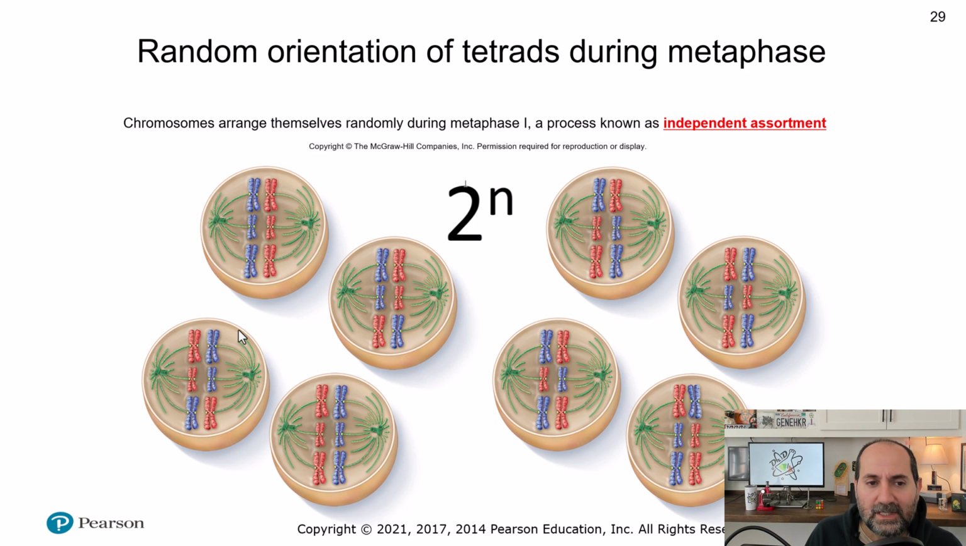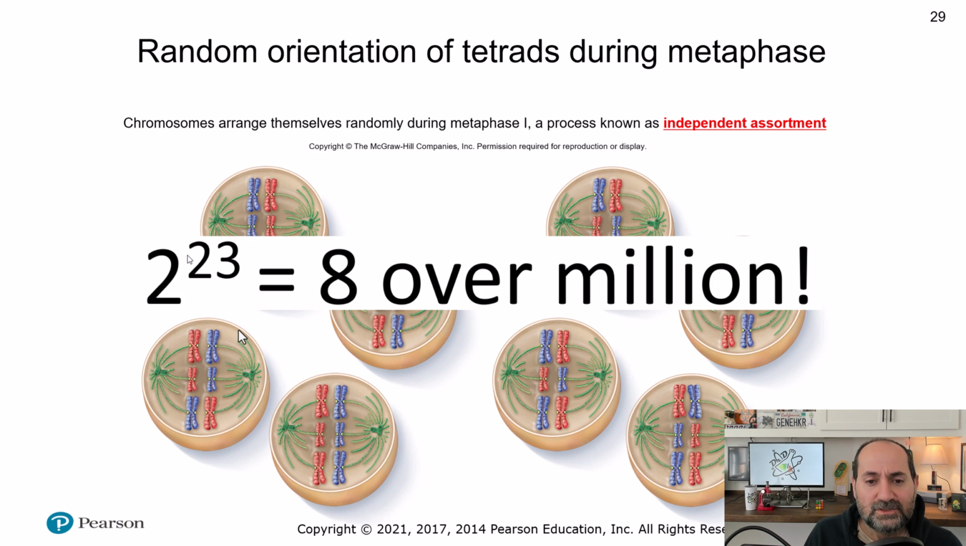So for example, here we have 3 tetrads. So to understand how many different combos of arrangements we could form during metaphase I, you would do 2 to the power of 3, which is 8. And that's why 8 different pictures are drawn here. Humans have 2 to the power of 23, right? So that's a huge number. That's over 8 million. Okay, so there are many different ways that your tetrads can line up down the center of the cell. Isn't that really neat?